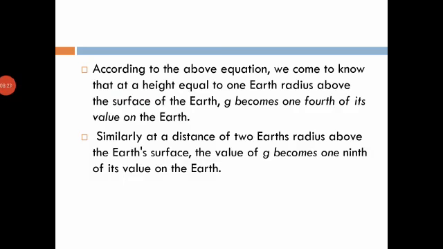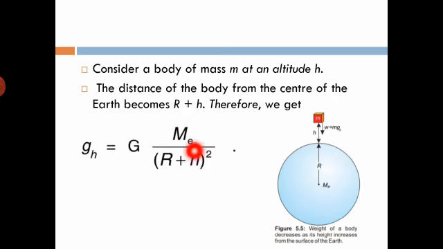This shows that when we put the value of h as r, the radius of the earth, it means we take the object farther away from the earth such that the height is equal to r, the radius of the earth. Then the acceleration due to gravity becomes 1/4 of the gravity on the surface of the earth. It means the value of g decreases 1/4 times.